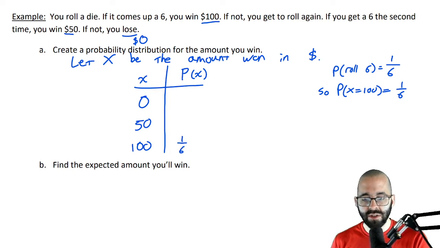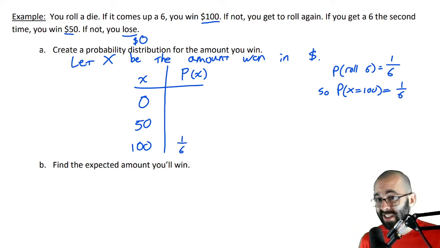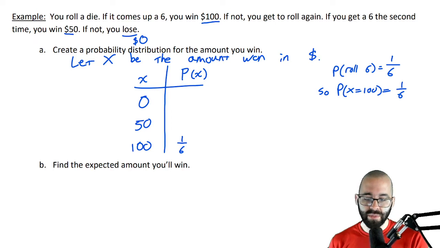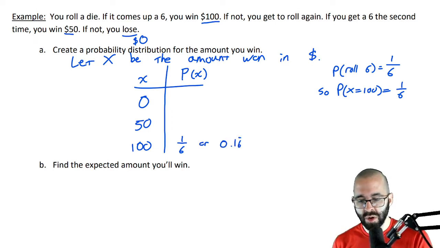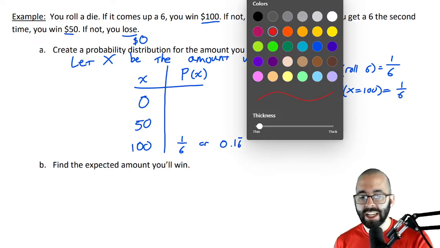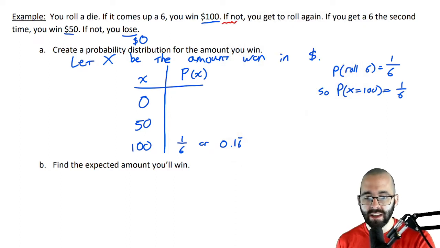We can write it as a fraction because as a decimal it isn't exact. But 0.16 repeating works, 16.6 repeating percent, with the 6 repeating, also works. A couple of ways that you can write your answer here. And if not, this is a key critical phrase: if not, you get to roll again.